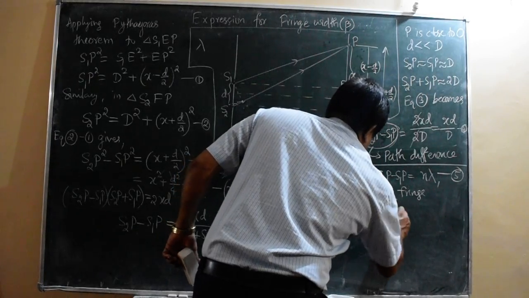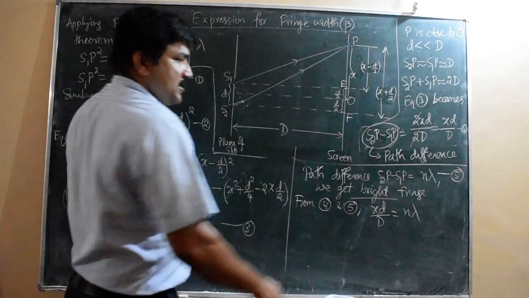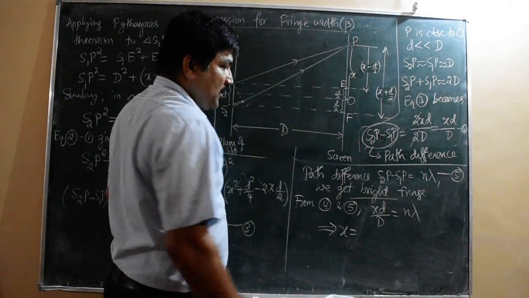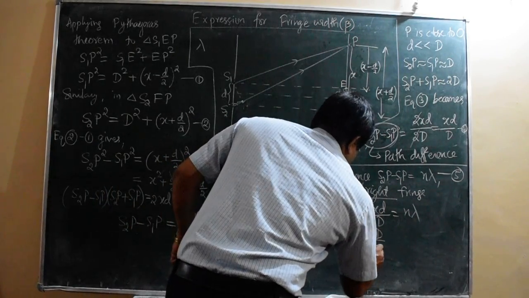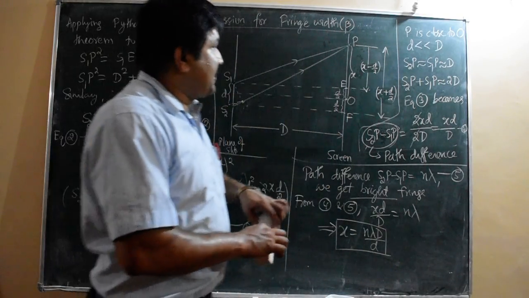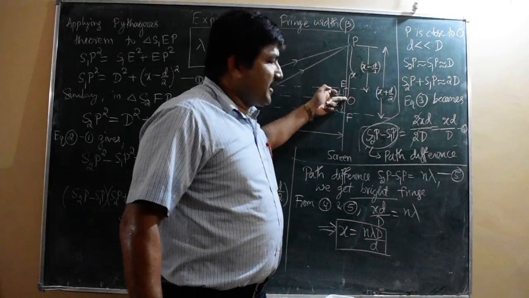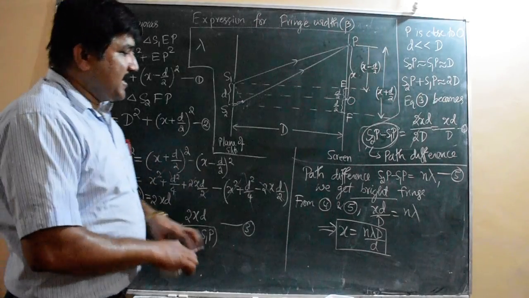xD by d equals n lambda. That implies x equals n lambda capital D divided by small d. This is the x I get. X means the distance of the point P from the center of the fringe pattern, or center of the screen. Now generally we say nth bright fringe.